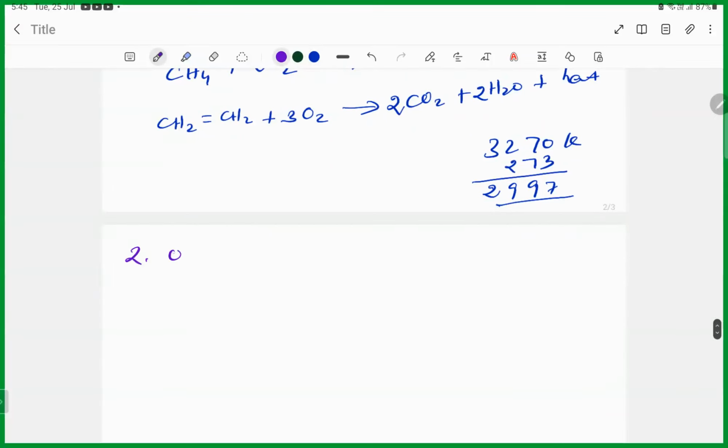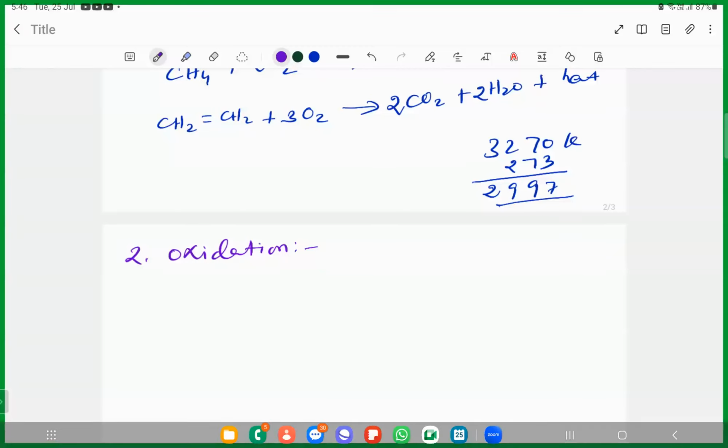Second property is oxidation. What is oxidation? The carbon undergoes oxidation by combining with oxygen at high temperature to form the oxide. For example, carbon will form oxides like carbon monoxide and carbon dioxide. Carbon monoxide is formed when incomplete combustion of carbon or carbon-containing fuels takes place.